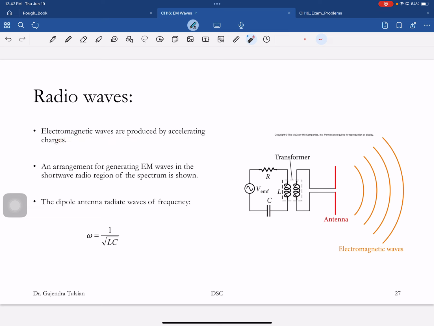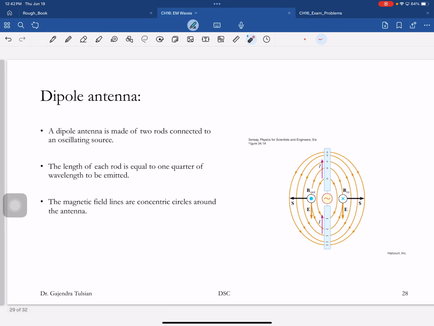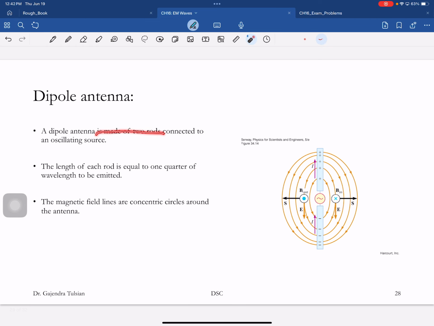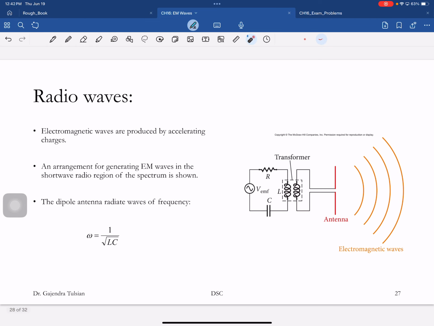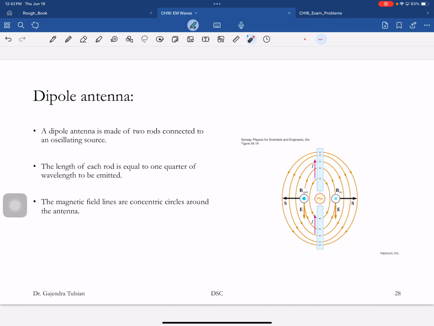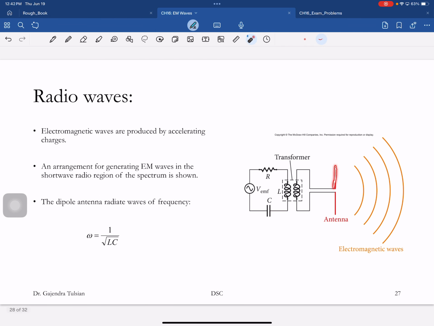So this is a shortwave radio. A dipole antenna is made of two rods connected to an oscillating source. The length of each rod is equal to 1/4 of the wavelength to be emitted. So the length of this rod is lambda by 4. You learn all that in antenna theory, if you're interested in it.